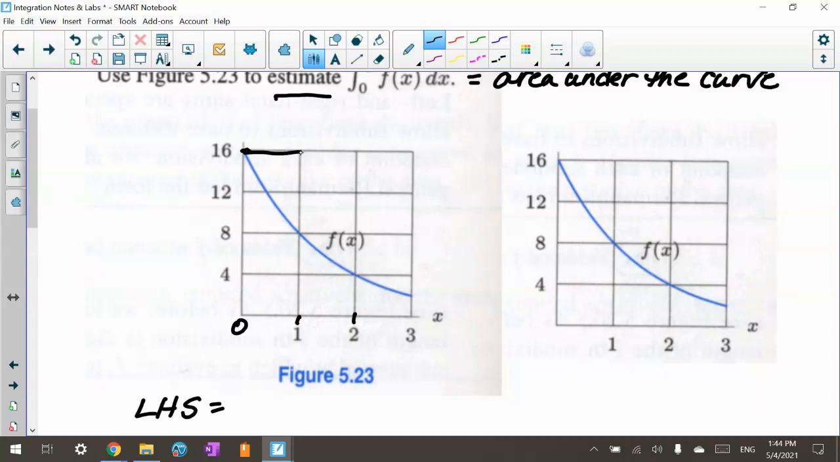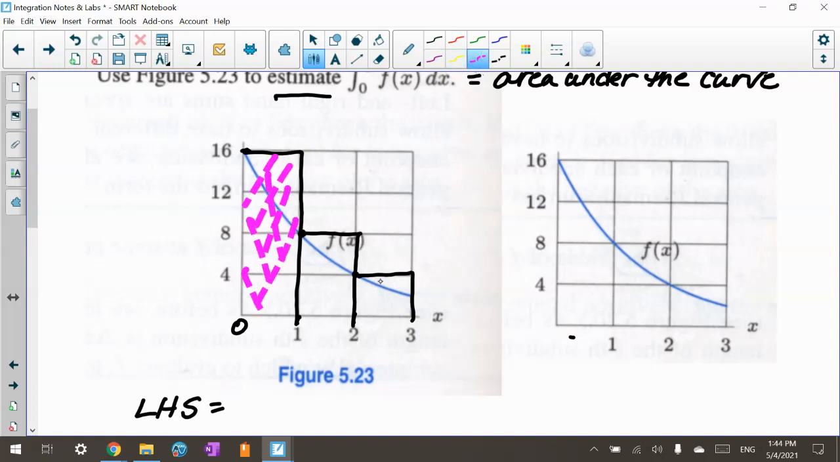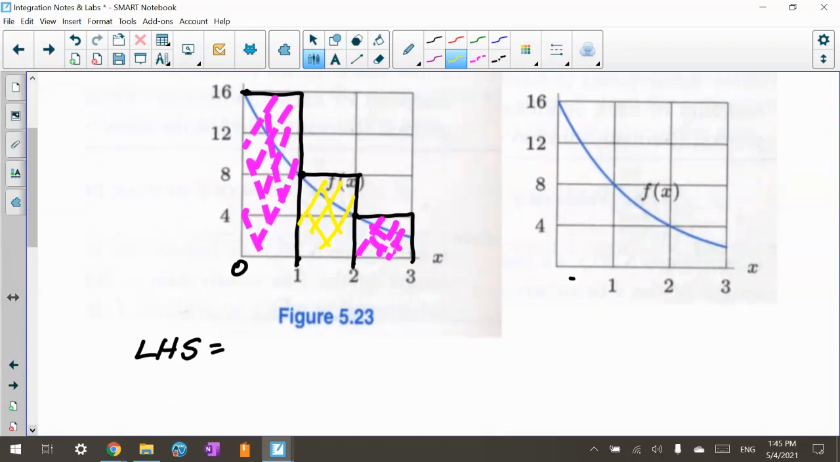I'm going to start here, come over, come down. Start here, come over, come down. Start here, come over, come down. So I have 3 rectangles. Here's the area under the curve. So I've got this going on here and this one. So there's the area of those 2, and then the area of this rectangle is here. Again, it's an overestimate because it's a decreasing function, and you do for your left.